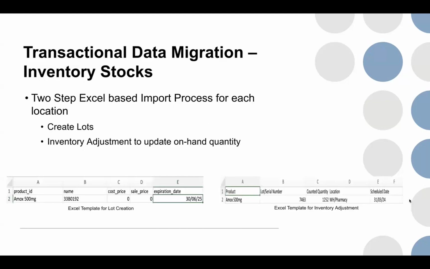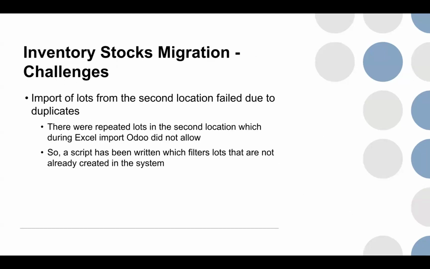As an example, I showed here. As we can see, this was the lot name, but since this lot is mapped to another product also, we had to give the database ID. So this is the database ID of the specific lot. Yeah, this was one of the challenges.